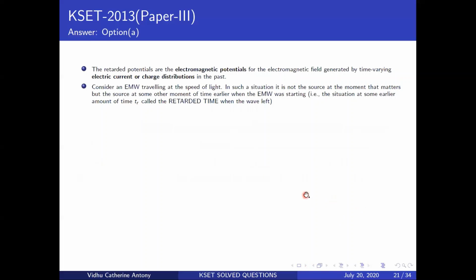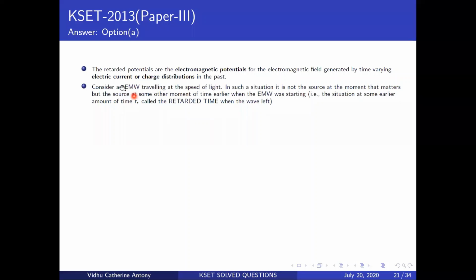A couple of things that I'd like to mention about retarded potentials. Retarded potentials are electromagnetic potentials, the electromagnetic field generated by time-varying electric or charge distributions in the past. Electric or charge distributions that happened in the past. What is the value of the potential right now?